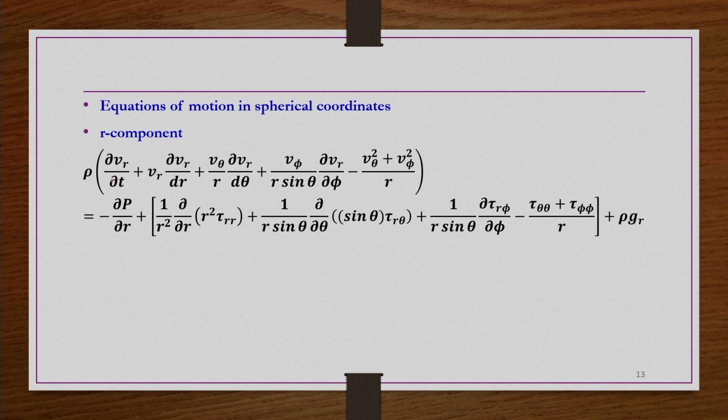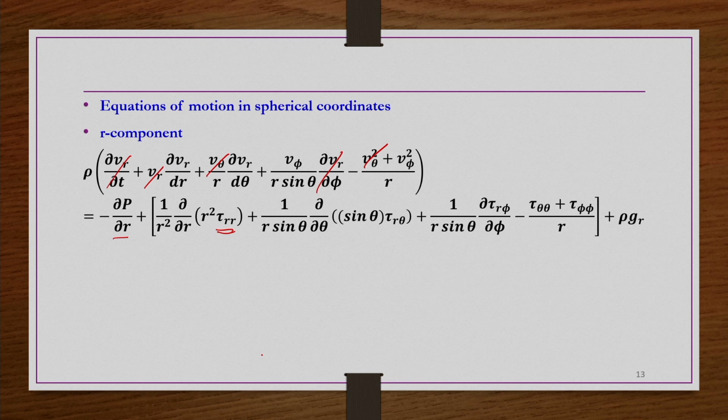So it is a steady flow, so the first term is 0. Vr is 0, V theta is 0, V phi is not 0, but dou by dou phi of anything is 0 because of the symmetry. V theta is 0 and it is remaining here. Pressure we do not know as of now. Normal stress components tau rr we are not removing, because we are trying to develop equations which can also be used for viscoelastic fluids.